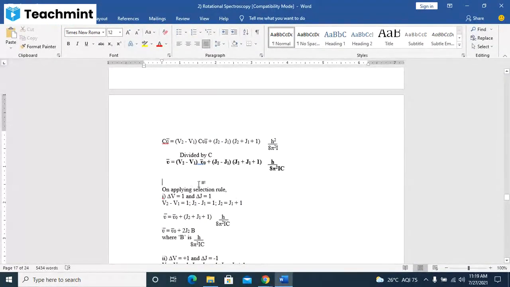On applying the selection rule, now we have to apply the selection rule. Delta V is equal to 1 and delta J is equal to 1. Means V2 minus V1 is equal to 1, J2 minus J1 is equal to 1, J2 is equal to J1 plus 1. When you substitute these things in this particular formula, you will get nu 0 bar plus J2 plus J1 plus 1 into h upon 8 pi square I c. अभी यहाँ पे क्या दिया, J2 के जगह पे आप J1 पुट करेंगे या J1 के जगह पे आप क्या करेंगे, either or, you can do it either or.